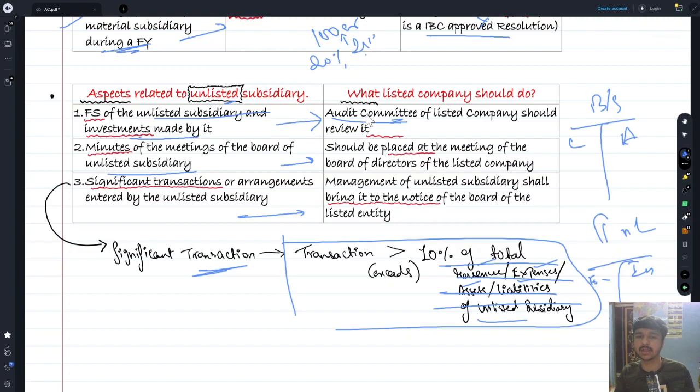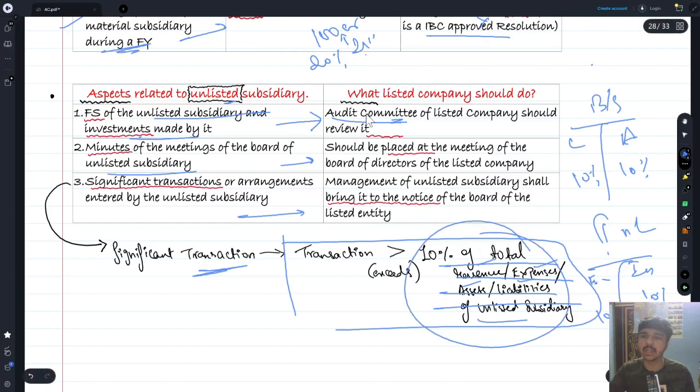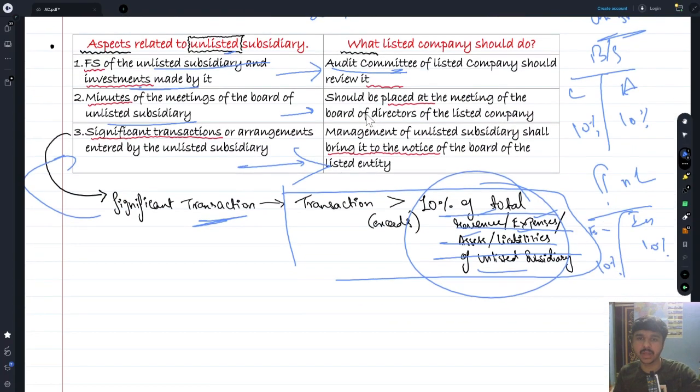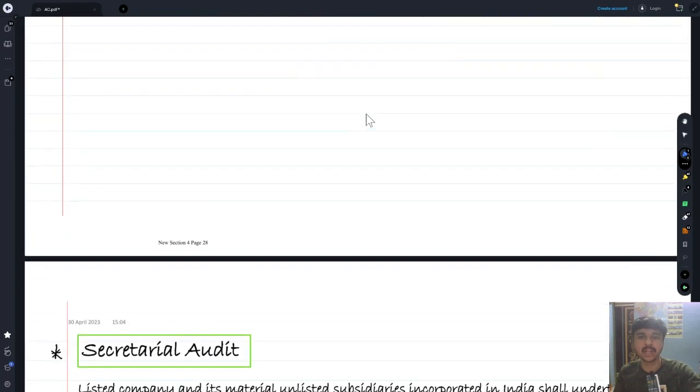If a transaction is exceeding 10% of asset, 10% of liabilities, 10% of income, 10% of expense, any particular expense, consolidated expense, whatever it may be, and it is doing that on the balance sheet or P&L of the unlisted subsidiaries, in that case it becomes a significant transaction, and it should be brought to the notice of the management or the board of the listed entity.